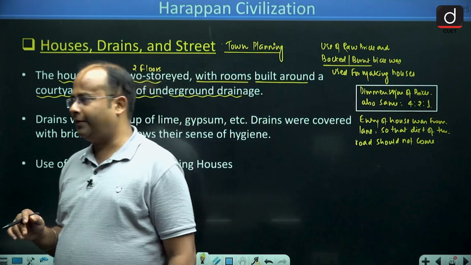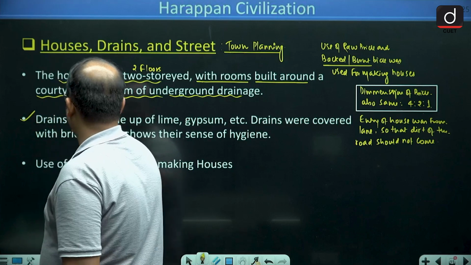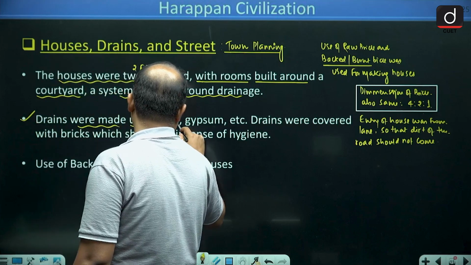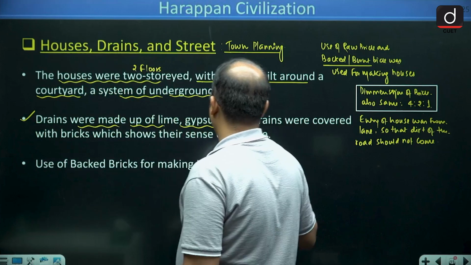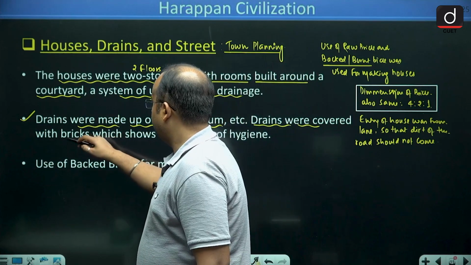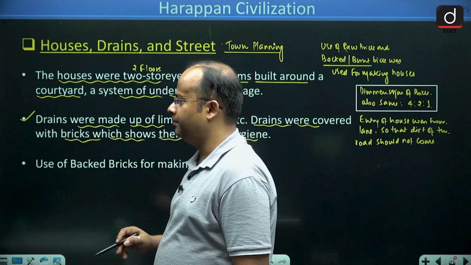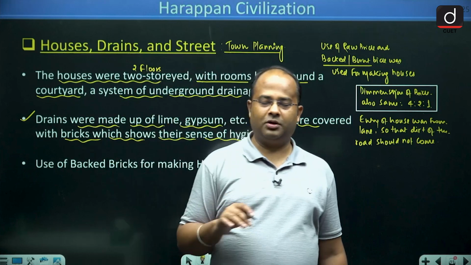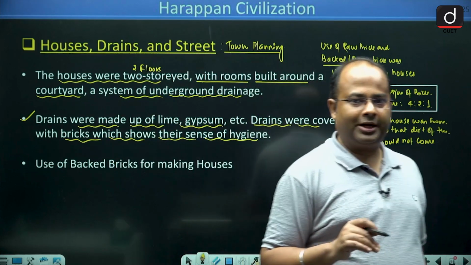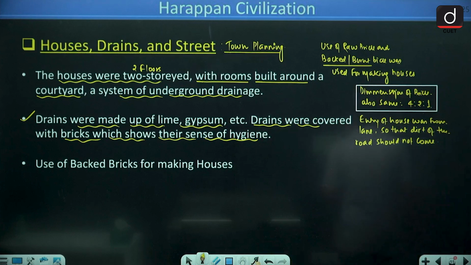And you will find that the drains were made of lime and gypsum, and the drains were covered. So there was a covered drainage system with bricks, and that shows that the people of the Indus Valley Civilization were much aware about hygiene.